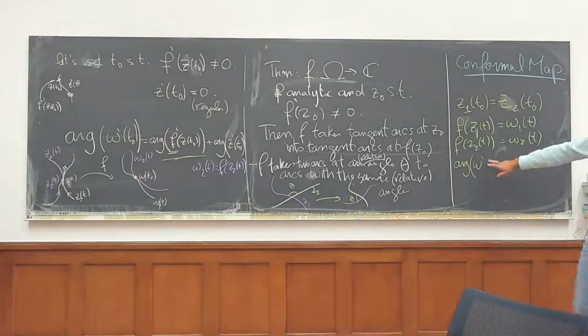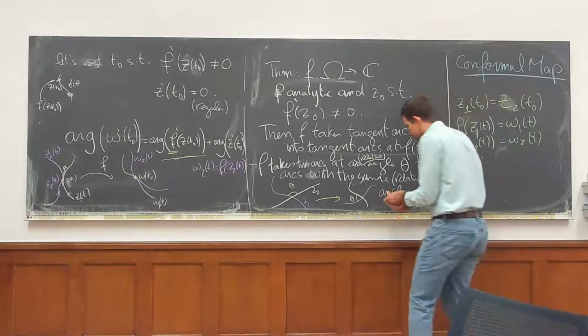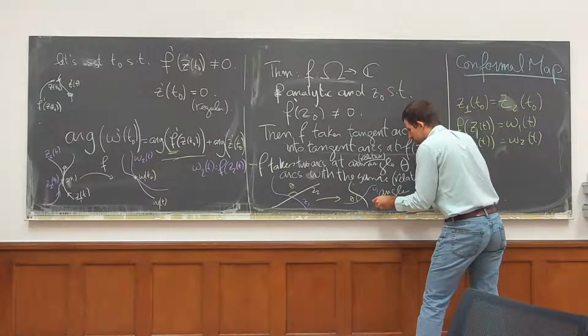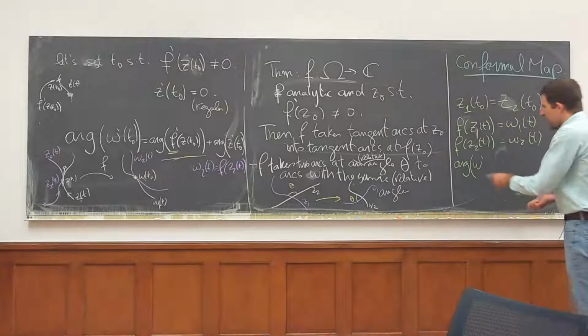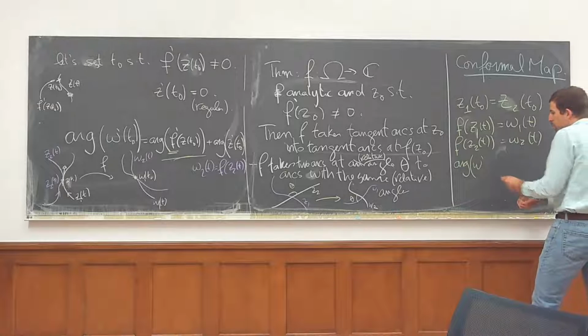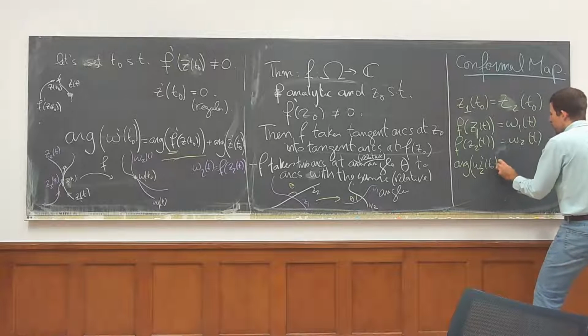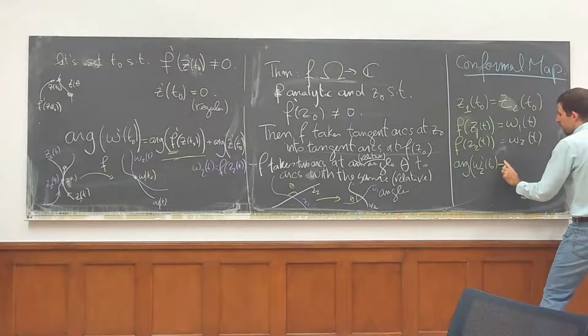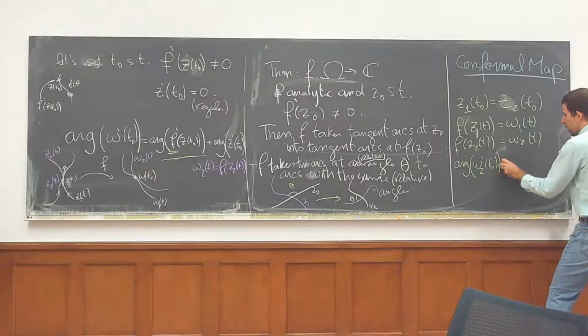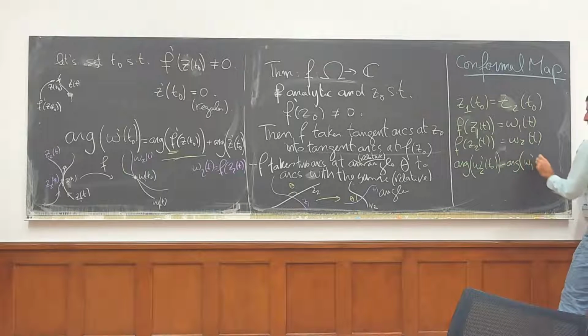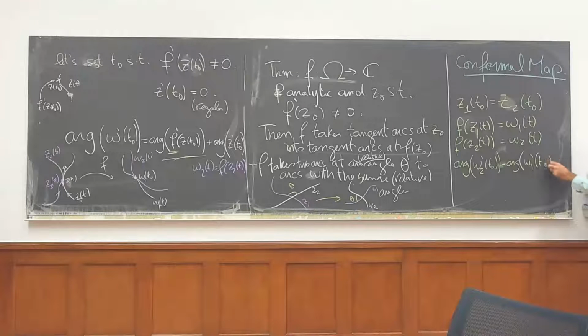Okay, so now if I want to look at the relative angle here of the curves W, then I have to look at the argument of W2 at some point T0 minus the argument of W1 at T0. Remember, since these points are the same, W1 T0 and W2 T0 are also the same. So I'm looking at the angle between lines that come out of the same point.